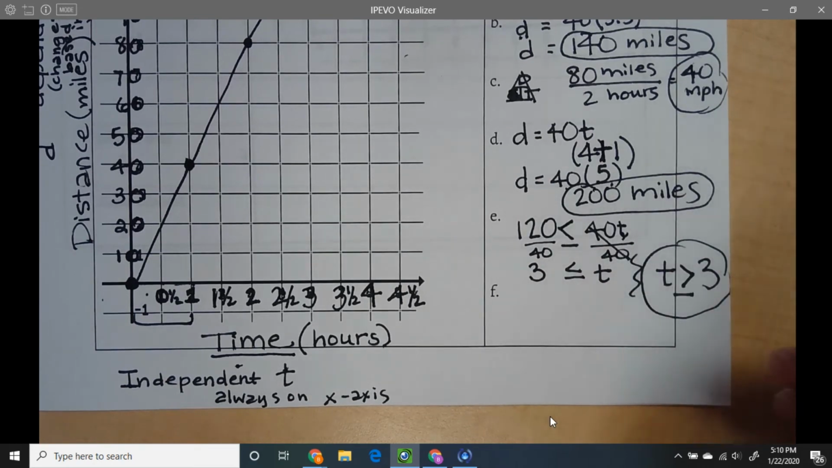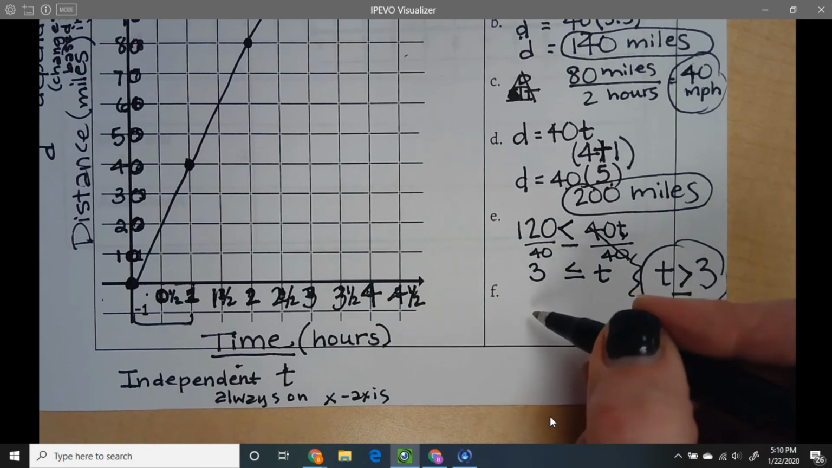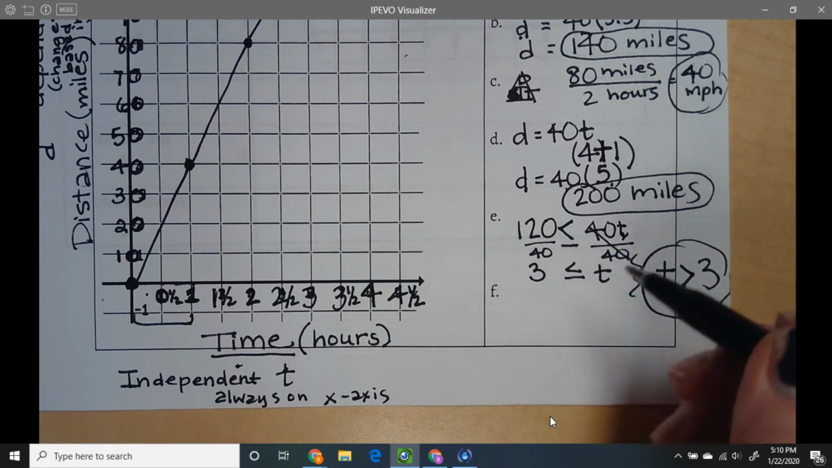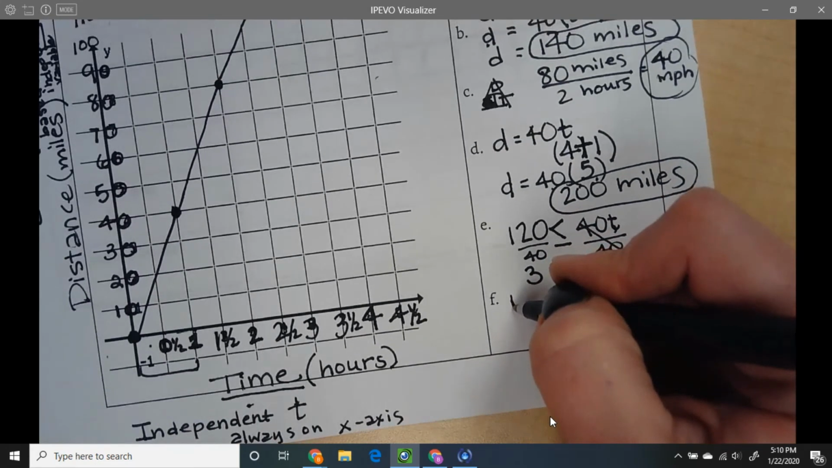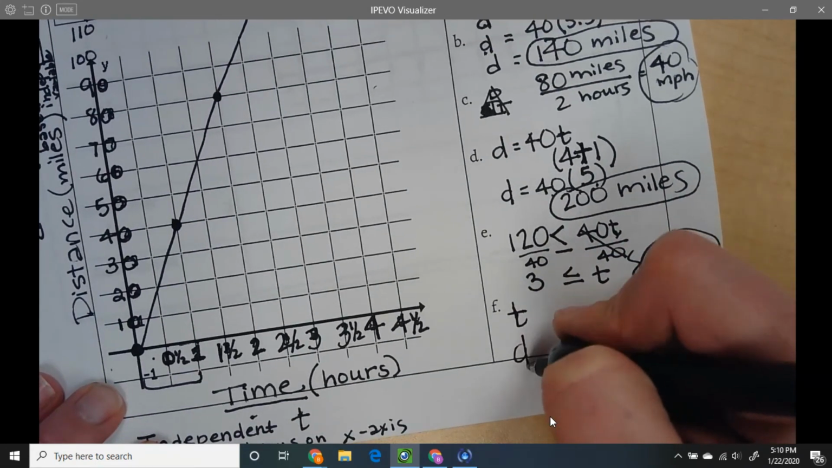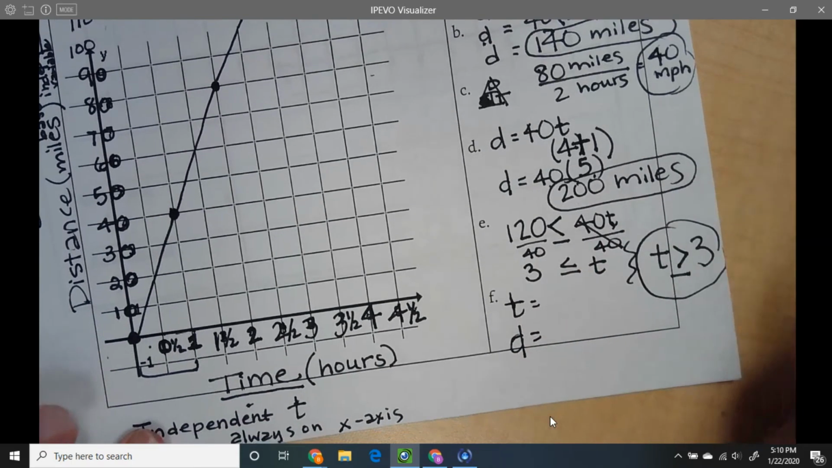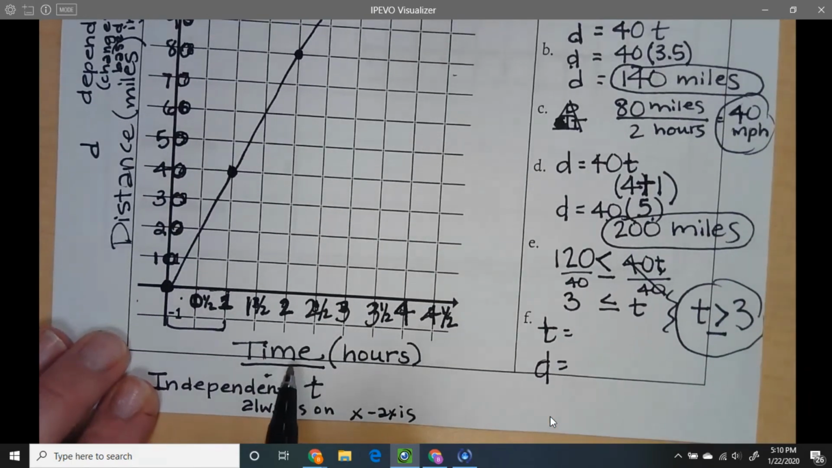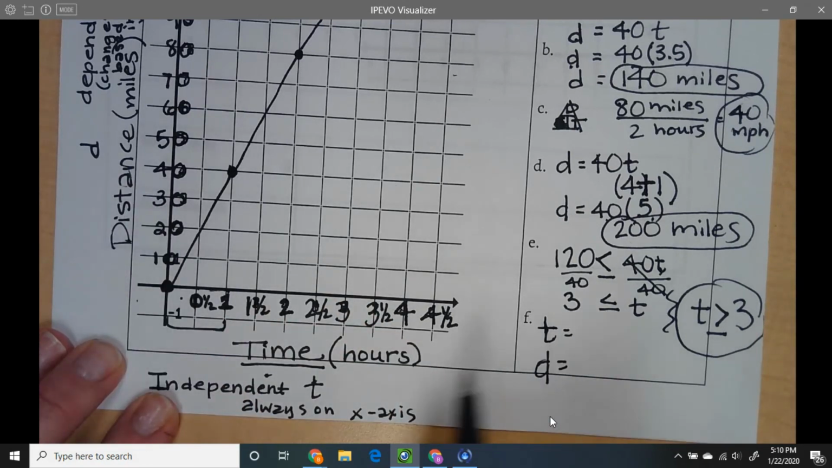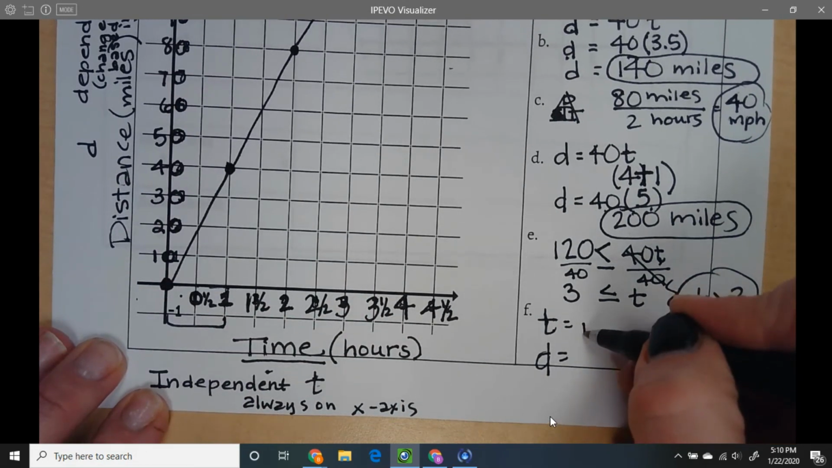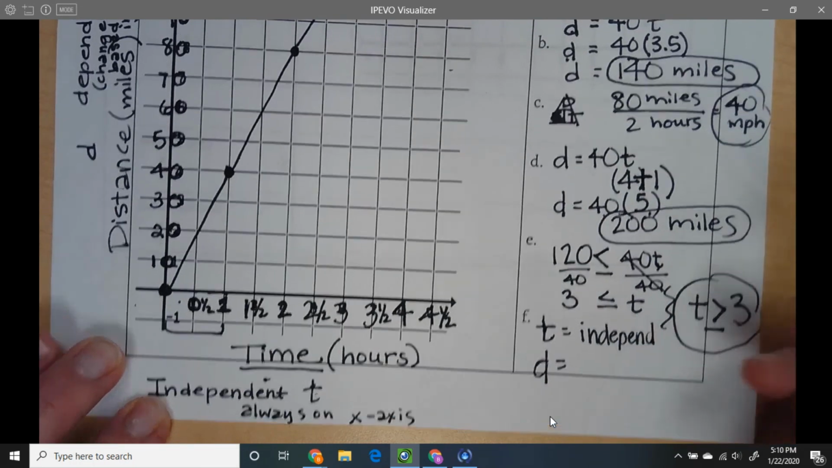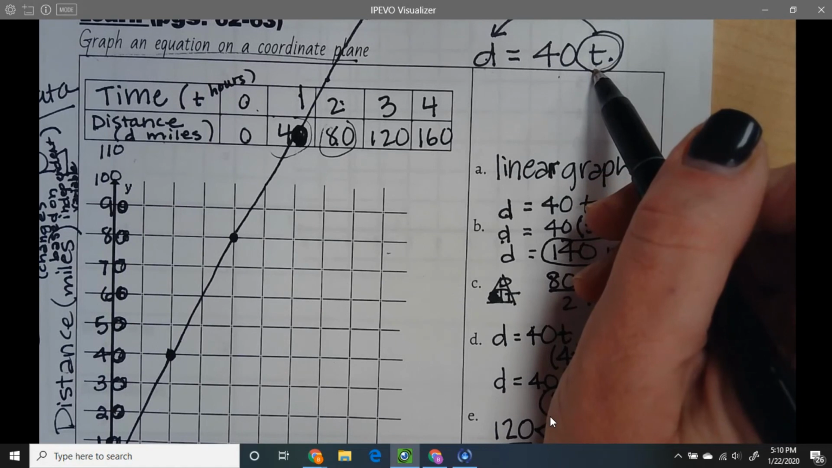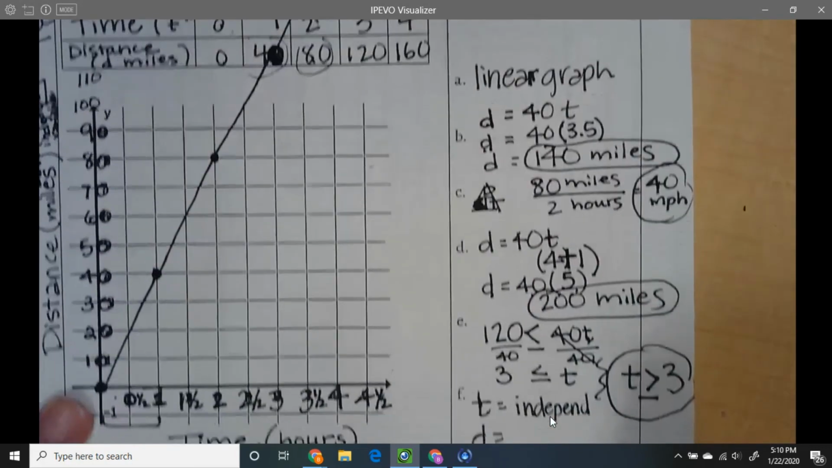And then F says name the independent and dependent variables, which you should know from your problem. So T is the variable, and D is a variable, not time and distance, but T and D. So T right here for the time is the independent variable because it's on the x-axis, and it's independent, and this is what is changing based on that. And then D, the distance, is the dependent variable in this problem.